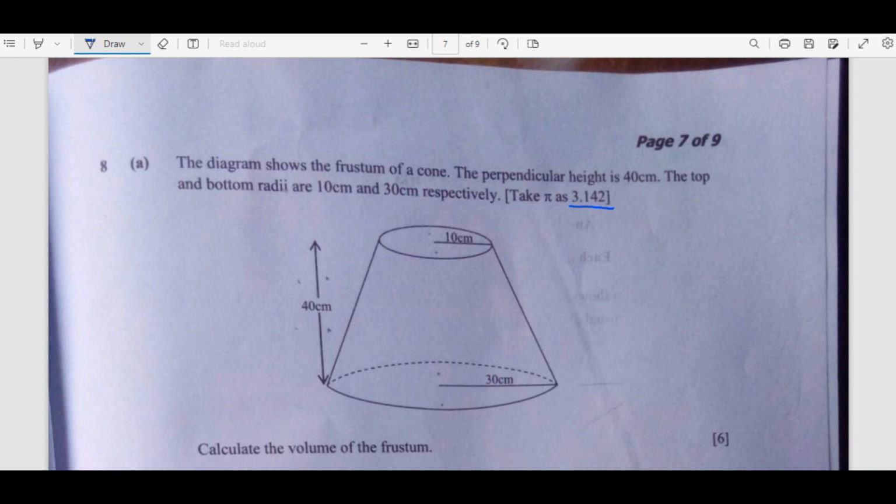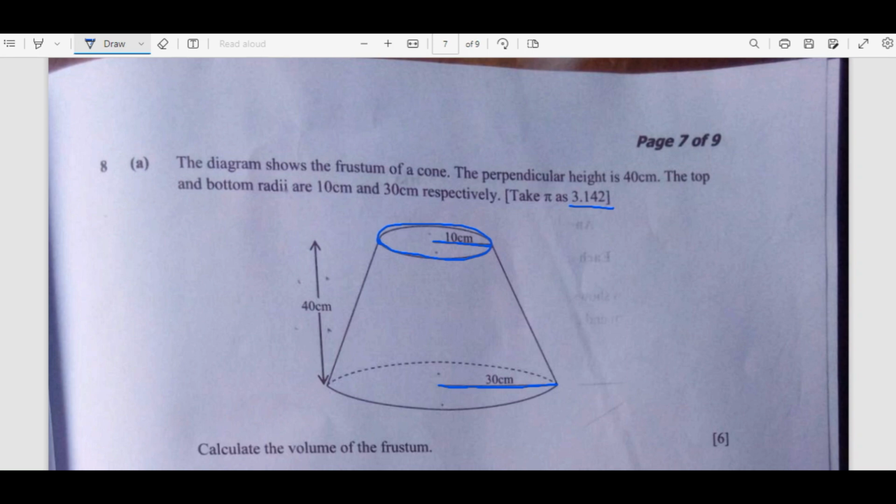3.142. So when you look at the cone here, the cone has been given. This cone was cut. After it was cut, we've been given the radius, which is 10 centimeters here, and then we have again the radius, which is 30 centimeters there. The height of this cut cone is 40 centimeters.